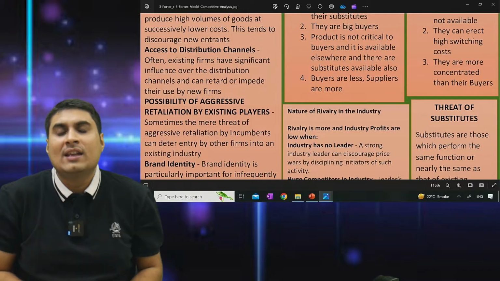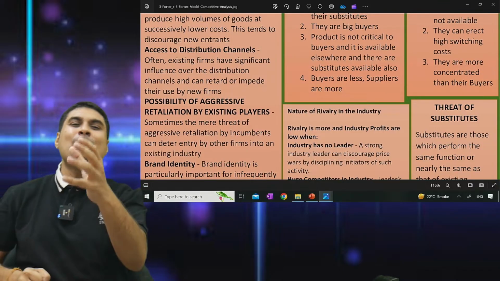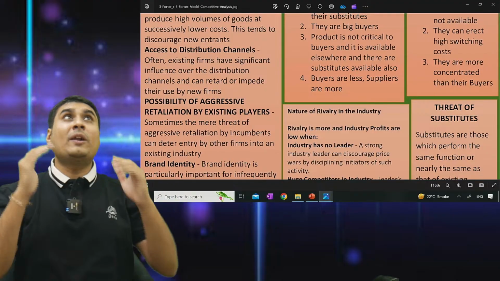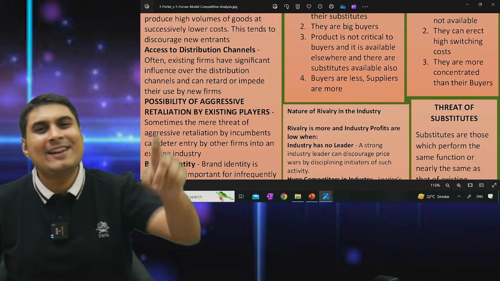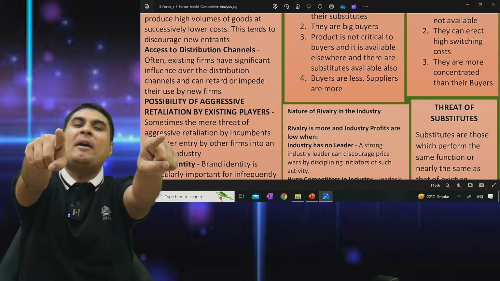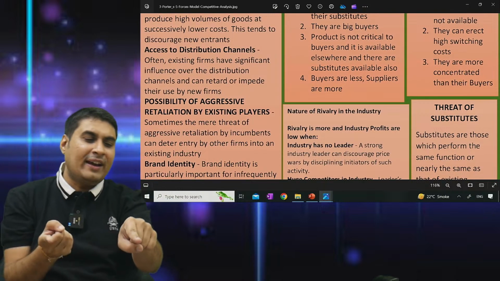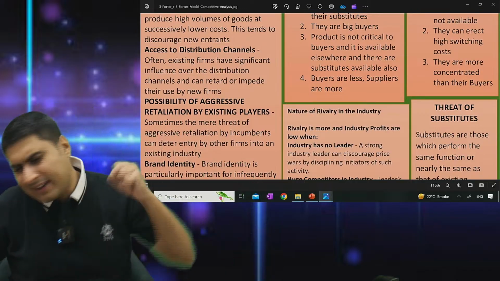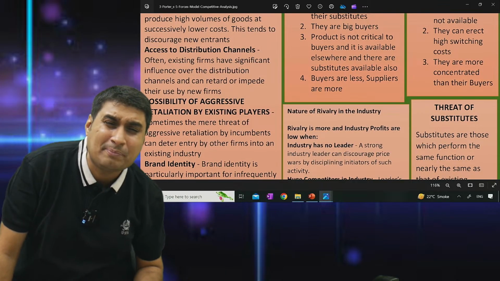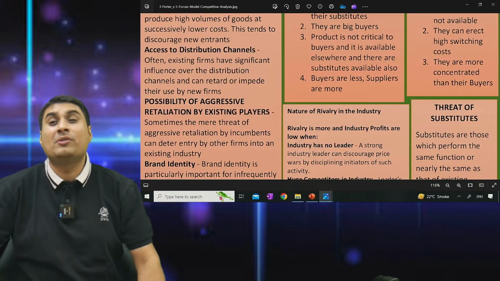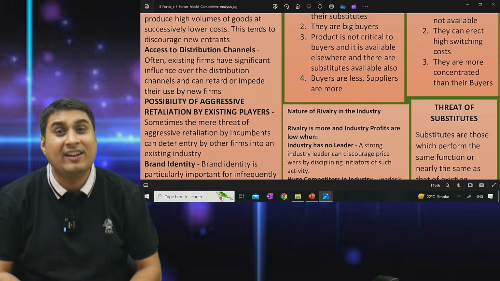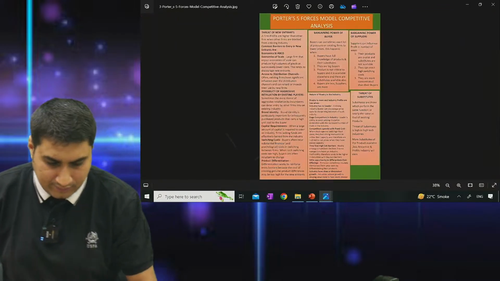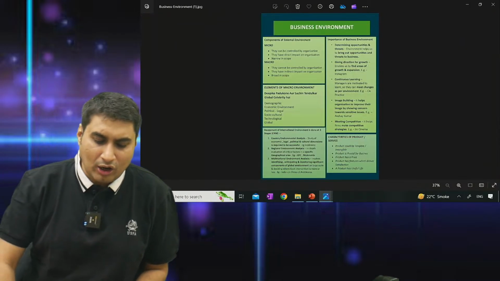Tell me 5 points. Porter's 5 forces help to decide whether to start the business or not. If pressure is low, start. If pressure is high, don't start. Bargaining power of buyer, bargaining power of supplier, threat of new entrant, nature of rivalry, threat of substitute. Clear? Super duper clear.